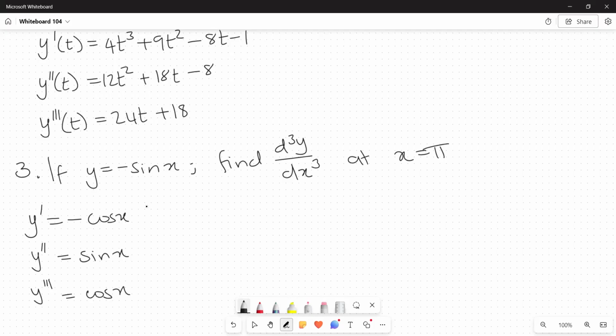Okay, so remember that these symbols, they're interchangeable. So even if the test says find d3 y dx3 and you write it as y triple prime, I understand that they are the same. Okay, so then y triple prime when x is equal to pi, this is cos of pi, and we know that cos of pi is equal to -1.